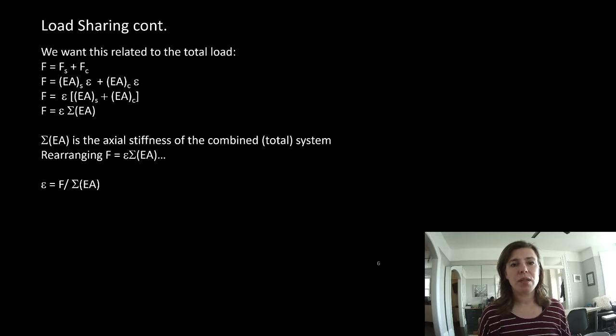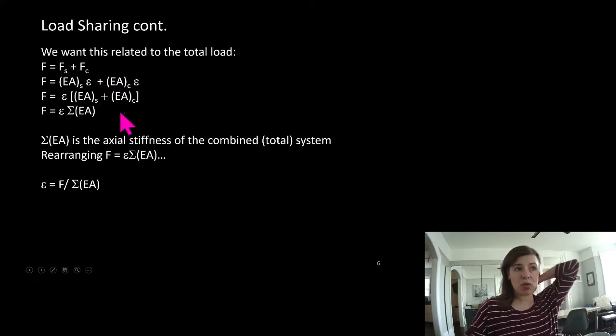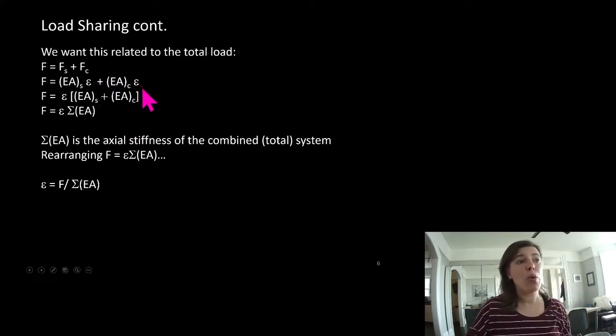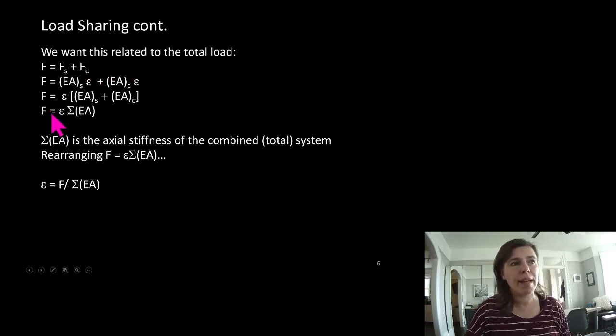But we want to talk about this as the total load. Well, the force in the steel plus the force in the concrete should be the total, right? Which means the total force is our EA of steel and our EA of concrete, both times strain. Well, strain is the same for both here. These are the same strains. Let's just bring it outside of the parentheses here. So we have the total force is the total strain times EA of steel plus EA of concrete, or the sum of all the EAs. So the total force is the total strain times the sum of the EAs.